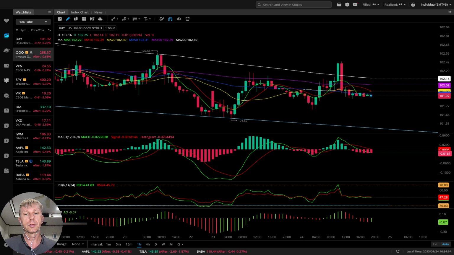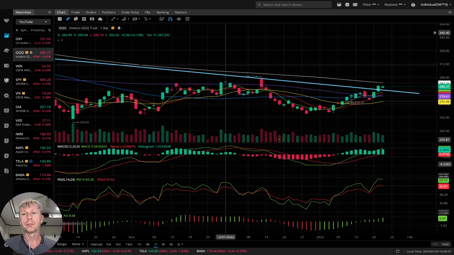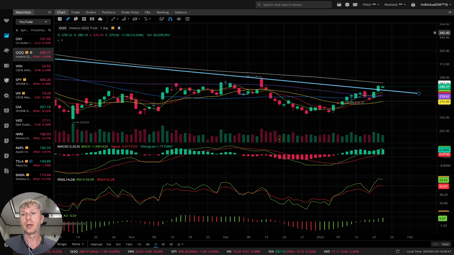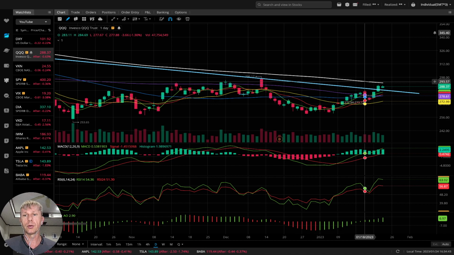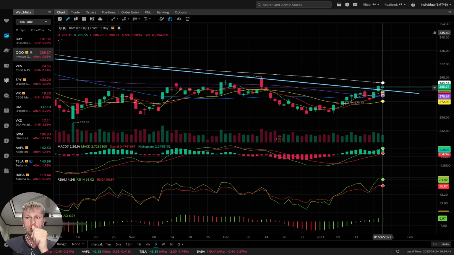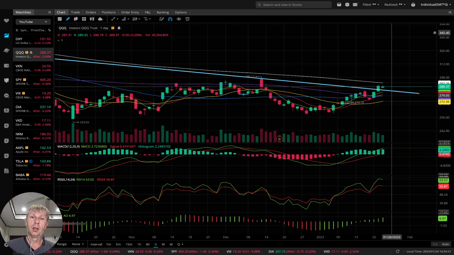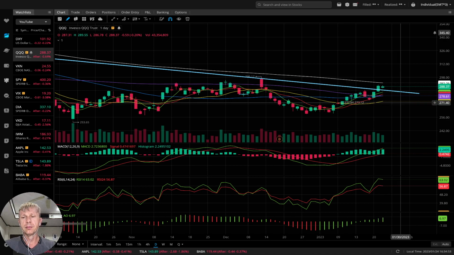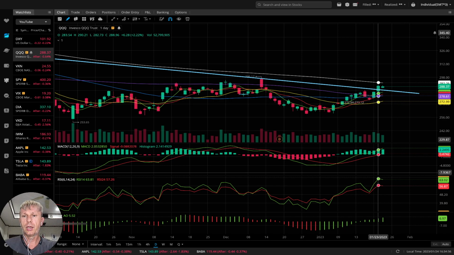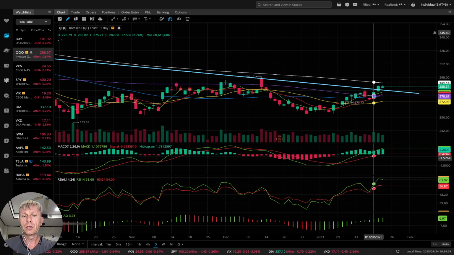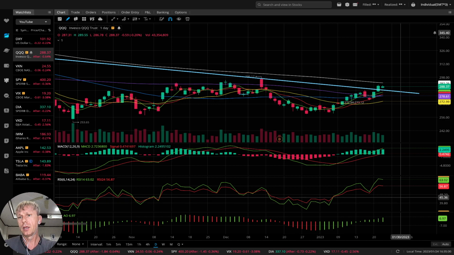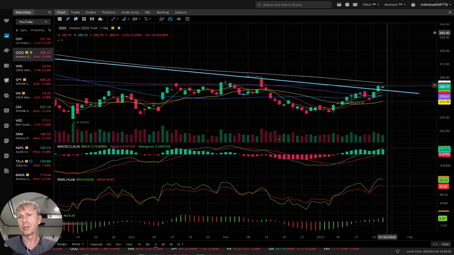Let's move to QQQ, daily. The major trend line is the blue one, and white is the MA 200. We are just ready to touch it. That's what I expected. We should touch MA 200 and do a reversal. So far it's still a bullish trend on MACD and on RSI. The last bar is above all moving averages except 200.